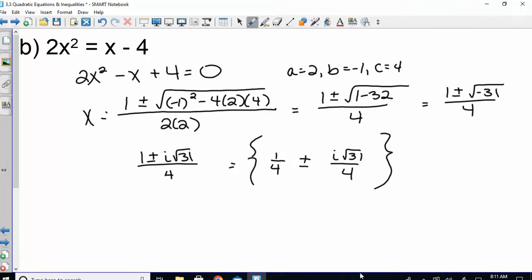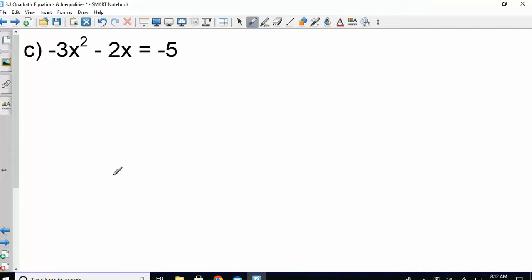We have a lot of people that had a 17 under the radical. I'm not sure. They did 4 times 1 times 4 instead of 2. Still got a calculator. Why don't we try another one?